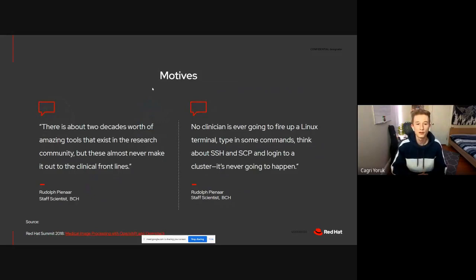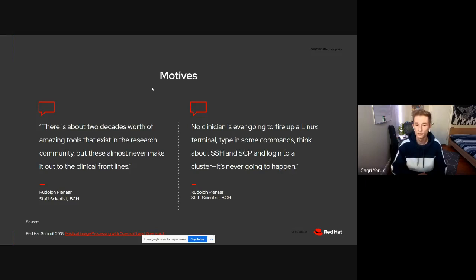I believe there are two quotes that indicate ChRIS motives greatly, and this was given by one of my mentors, Rudolf Pienaar, at Red Hat Summit in 2018. The first one is, there's about 2 decades worth of amazing tools that exist in the research community, but these almost never make it out of the clinical front lines. And this indicates that there are really great advancements in technology and great research. However, somehow this research cannot make it to the hospitals and cannot make it to the clinical front lines.